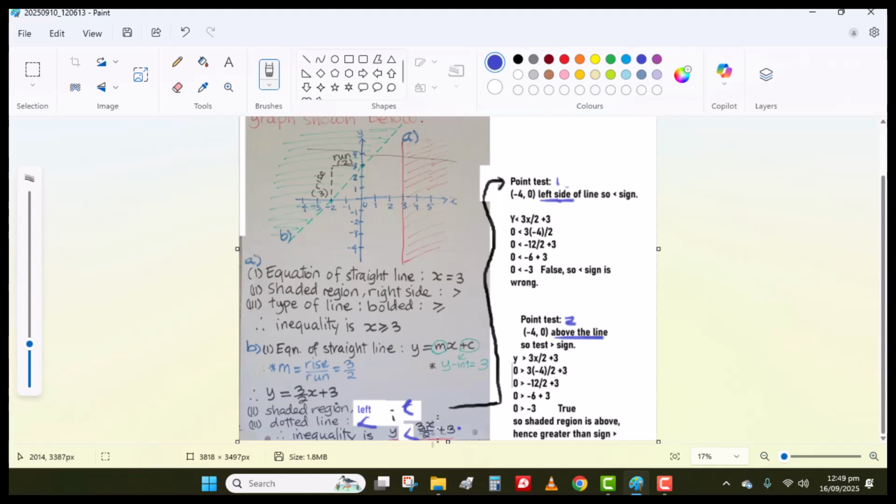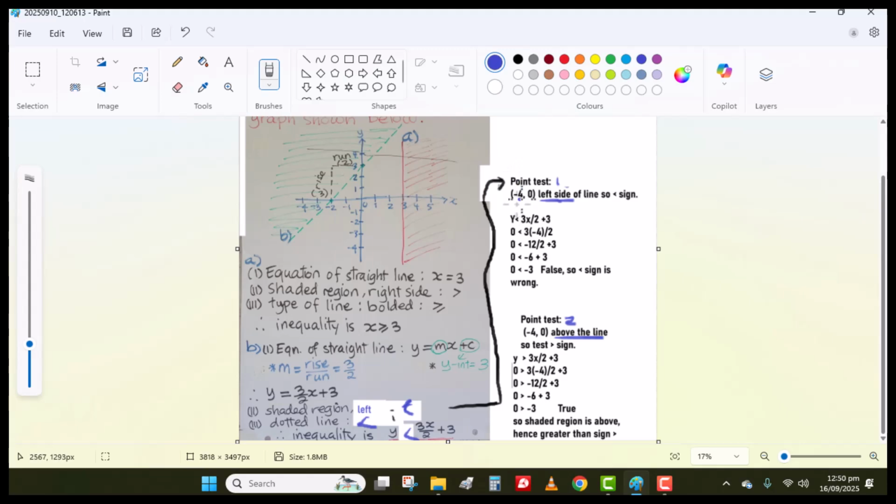Let's proof check to see if our inequality is the correct one by doing a point test. To do a point test, you take a point on either side of the line and you plug it into the inequality. See if the inequality statement is true or false. If it's true, then the sign you chose is the correct one. If it's not true, then the other sign is the correct one.